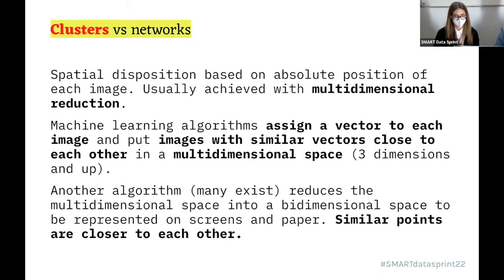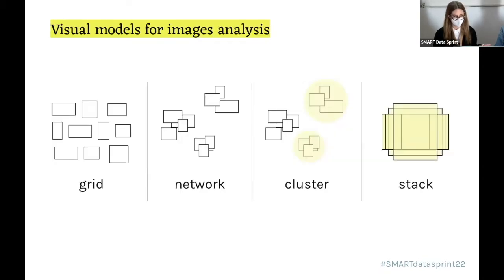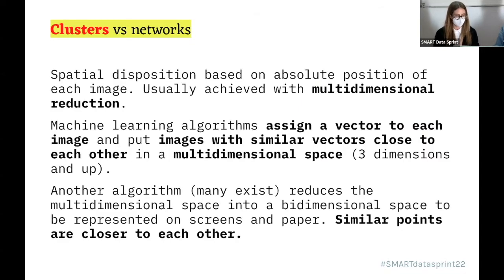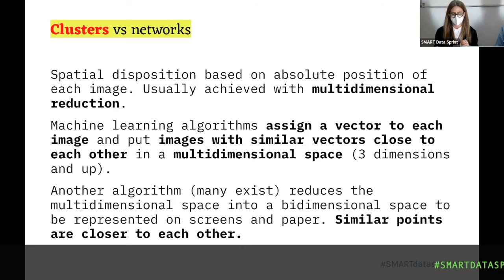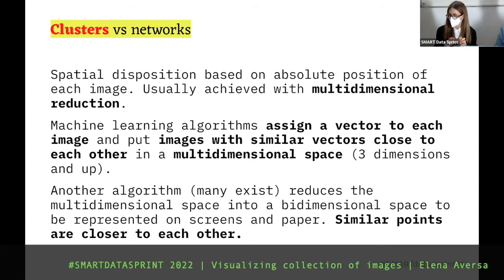Both networks and clusters are spatial dispositions. This means that the images are located into a space depending on different factors. For clusters, the spatial disposition is based on the absolute position of each different image. Usually this is achieved with multidimensional reduction. What does it mean? It means that we have an algorithm that assigns a vector to each image, so all the images that have similar vectors are close together.